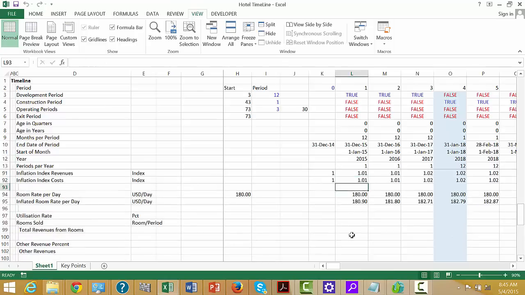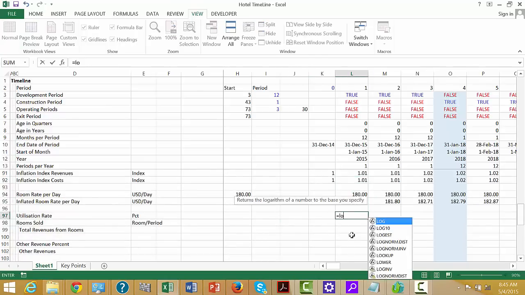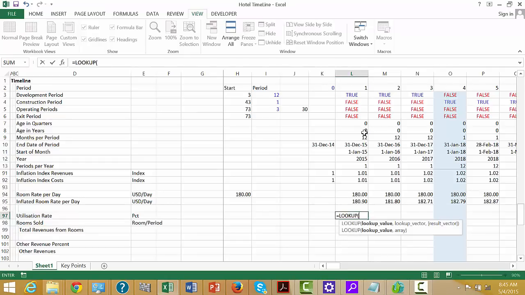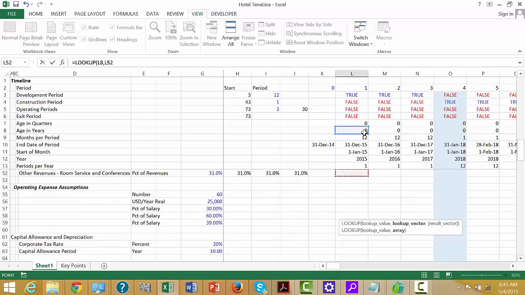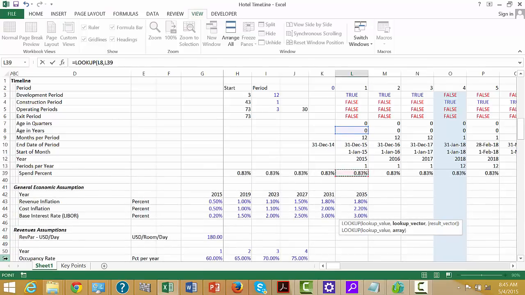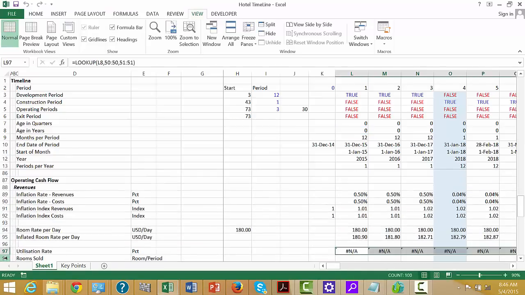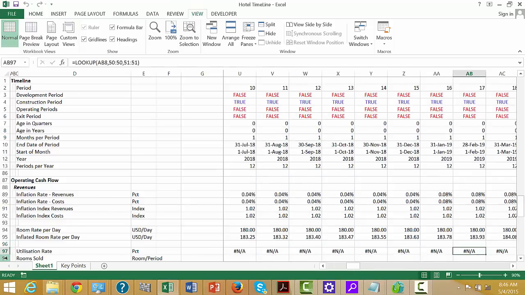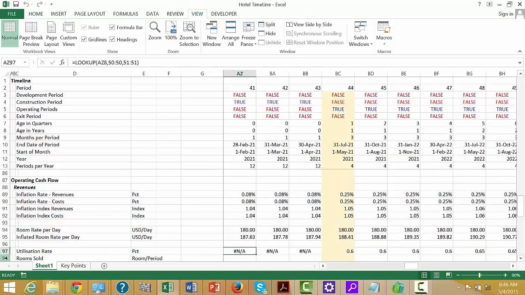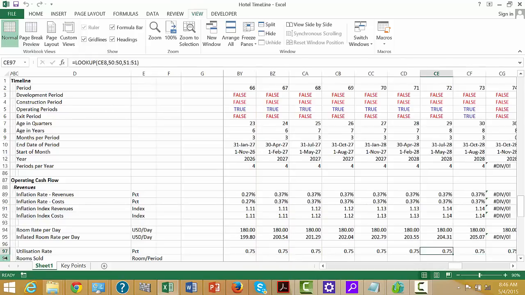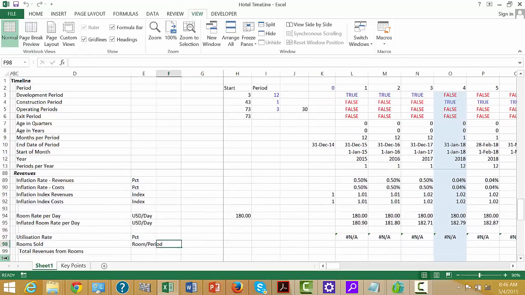And I think some people call that the occupancy rate. I should have done that, but look up, and then we look up on the age in years, and then we go up to the revenue assumptions, and then we click on the occupancy rate. So that's another one we've done. So we have NAs all the way until we get to the first year, and then we have those occupancy rates.